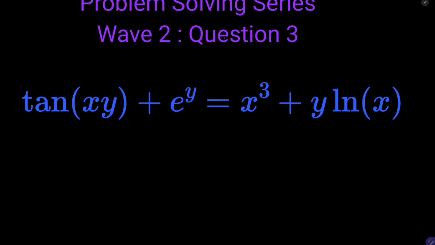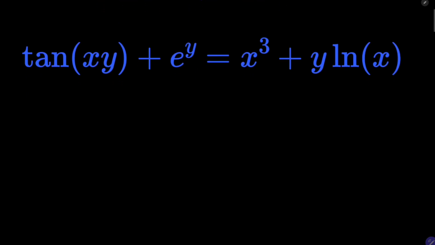So the first thing we need to do in this case is to recall the different steps or procedures we need to follow in order to apply implicit differentiation on this question. So what was our first step?